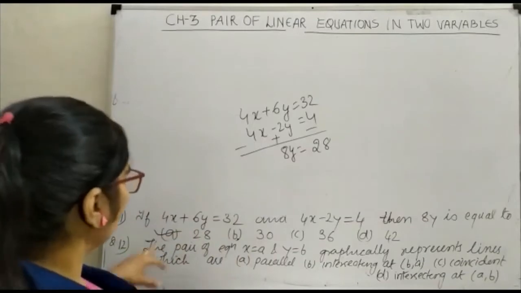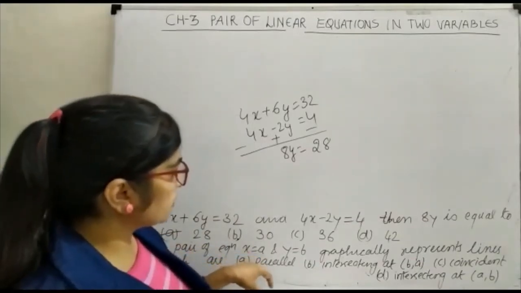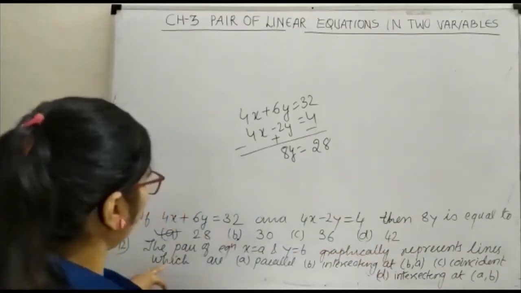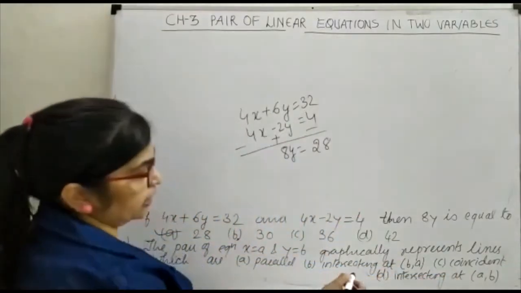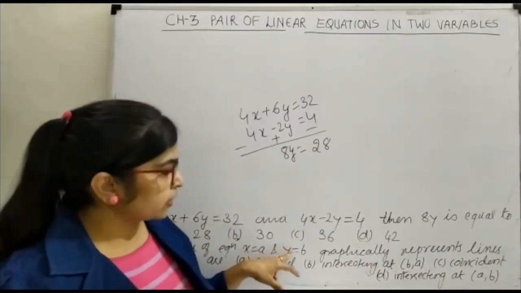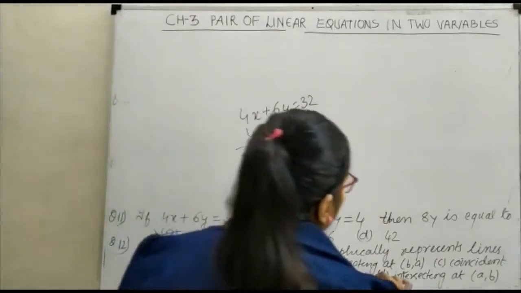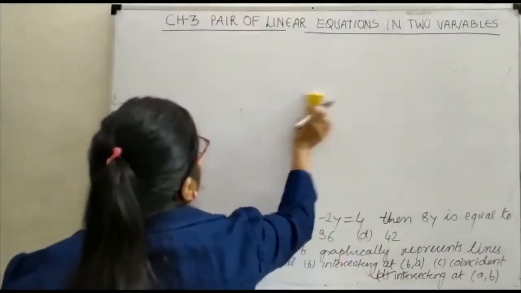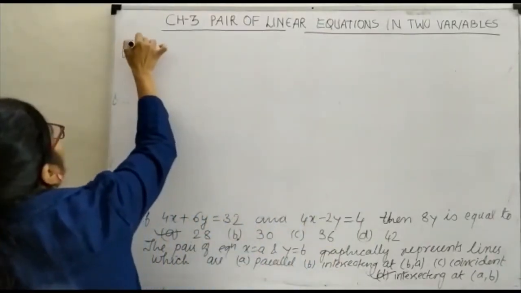That is 28. Next, the pair of equations x is equal to a, y is equal to b graphically represent lines which are parallel, intersecting at (b, a), coincident, and the last option is intersecting at (a, b). आपको मालूम है x is equal to a, y is equal to b आपकी intersecting line represent करेगा और किस point पे? That is (a, b). Okay, so option D will be the correct one. Now moving on to the next question, that is question number 13.